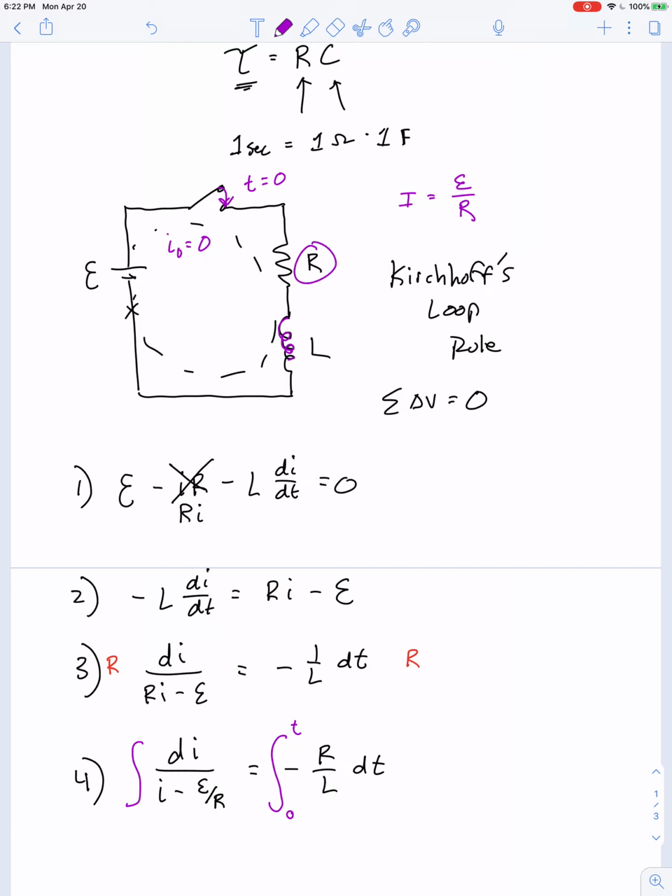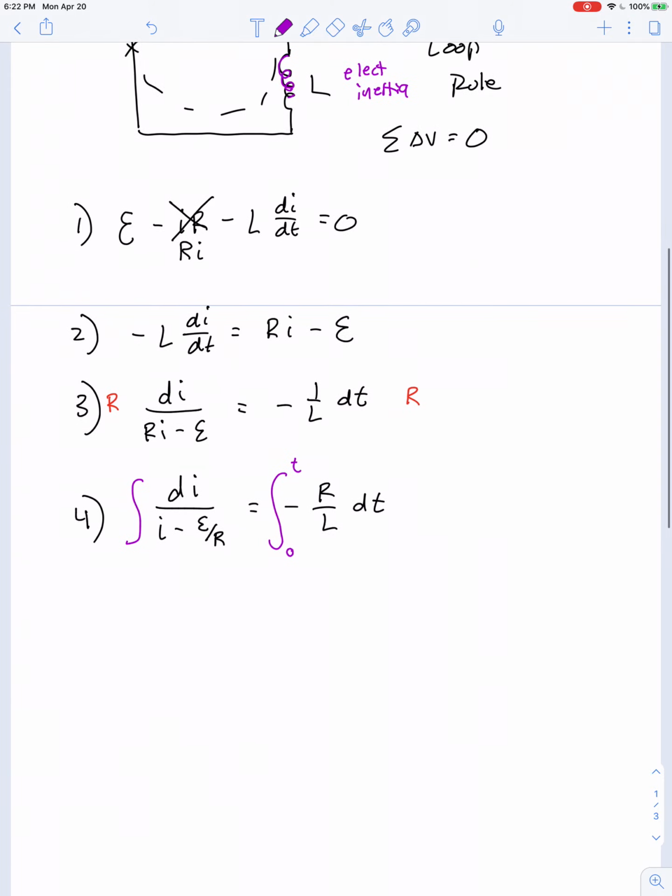However, if you think of inductance as a form of electrical inertia, then the current can't suddenly jump up to this value. It has to gradually grow from 0 up to that value. In any case, at time t equals 0, the current starts out at 0 and eventually grows to some current I.